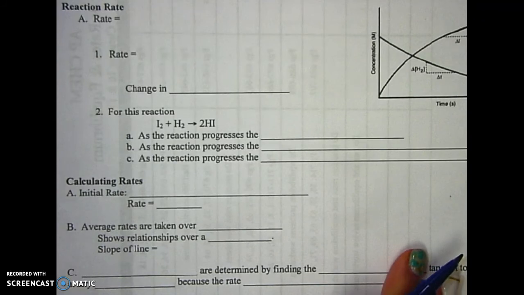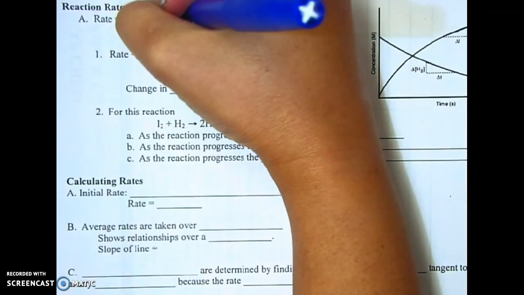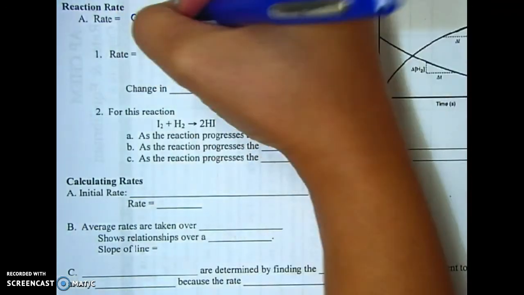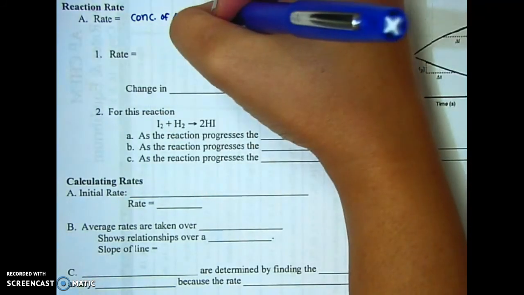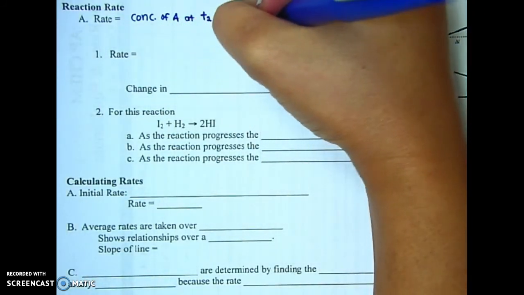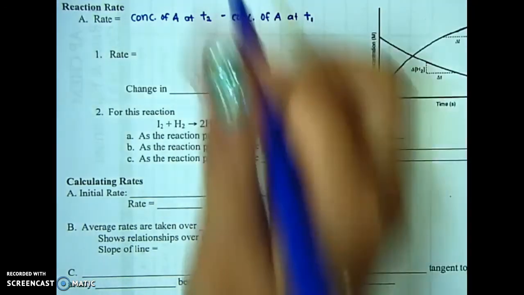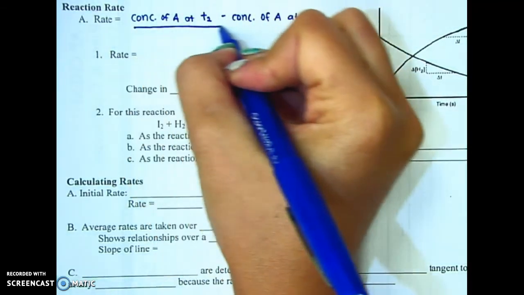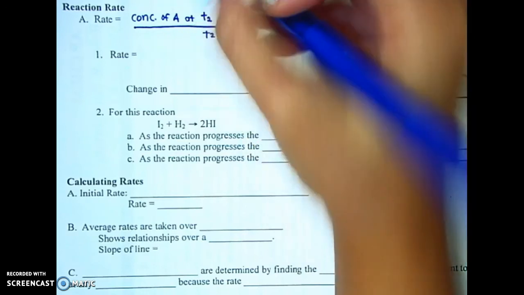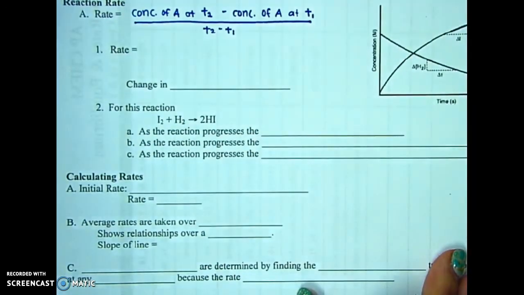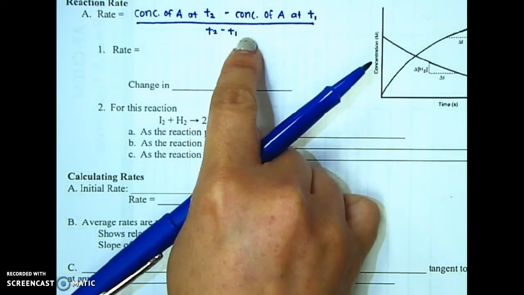So one way that you could write that out is you could say it's the concentration of something. So the concentration of A at a point in time, we'll call it time 2, minus the concentration of A at your starting time, which is time 1. And then if you divided that by your change in time, so T2 minus T1, that's one way to pretty much define rate. So it's the change in concentration over the change in time here.